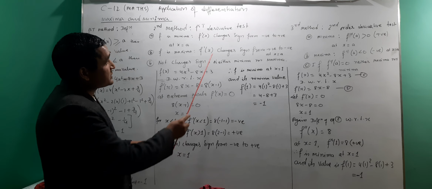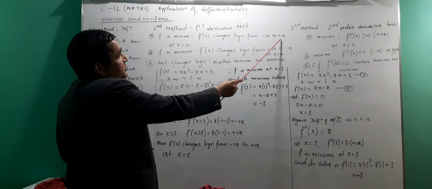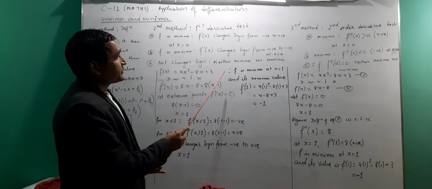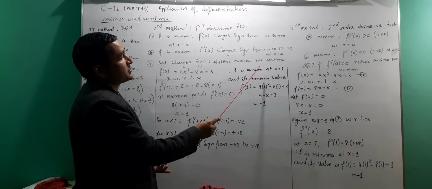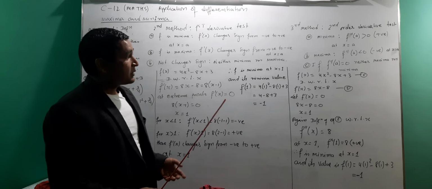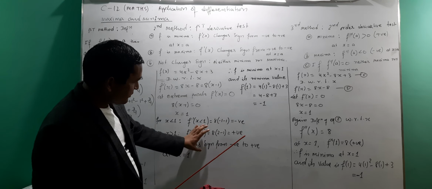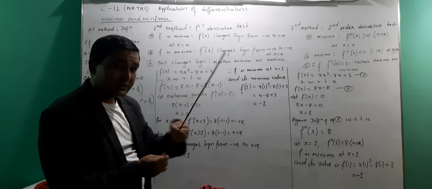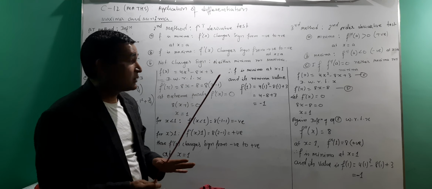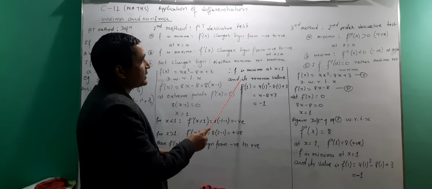So if the sign of the function changes from negative to positive, then it is minima. Therefore, f is minima at x equals 1. Okay, this formula decides whether the function is maxima or minima, but it is not the value. Now we need its minimum value.